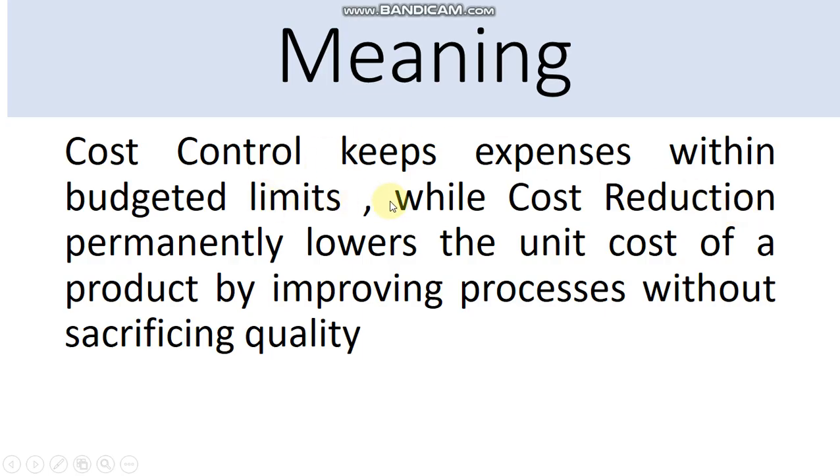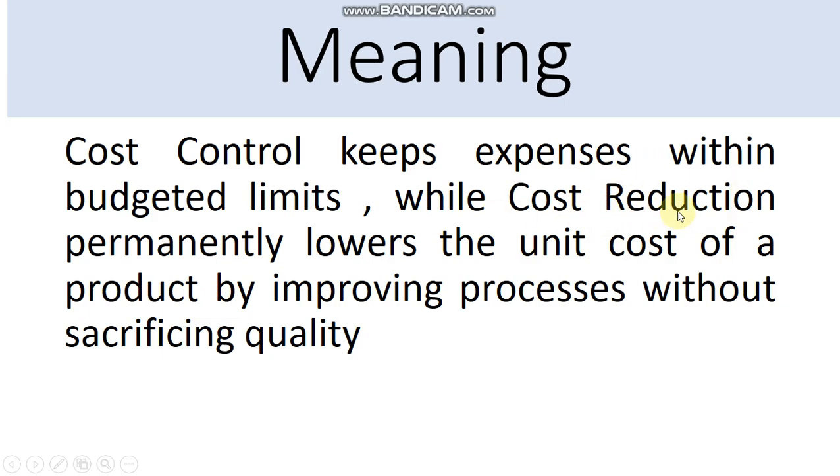For cost control, the company fixes some limit, that is the standard. After that, they will compare actual with the standard to know the variation. Is there any variation? They will find out the correct reason for the variation. After that, the company will take remedial measures to reduce the cost of the product.